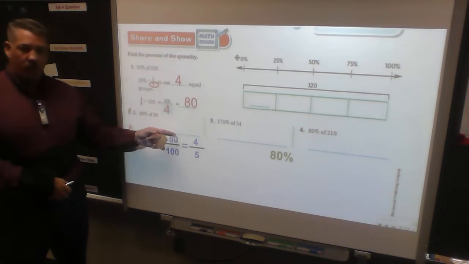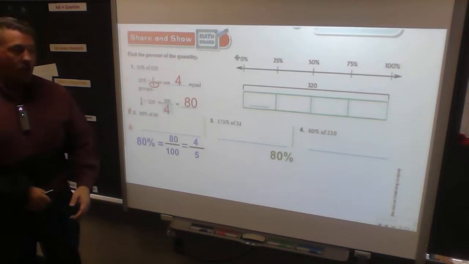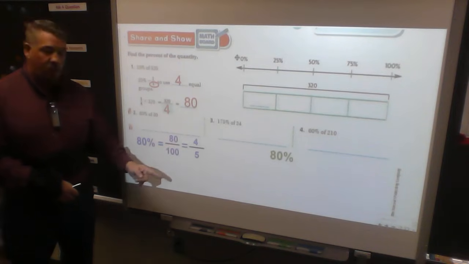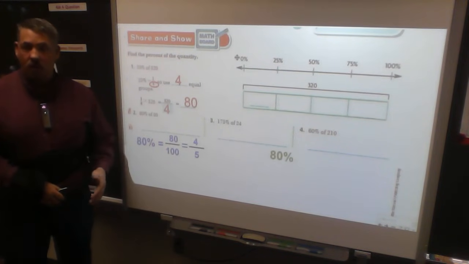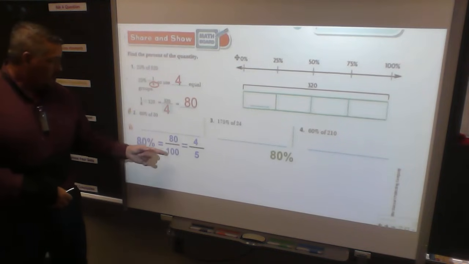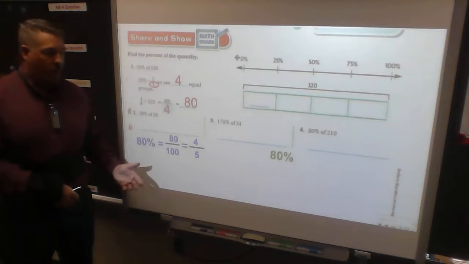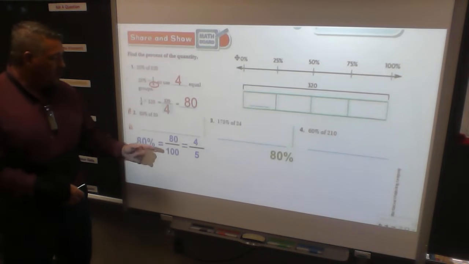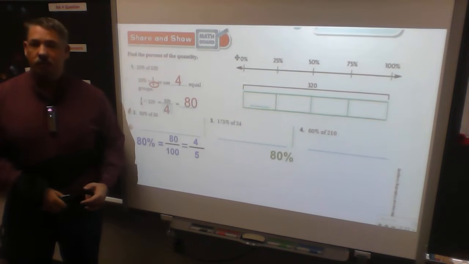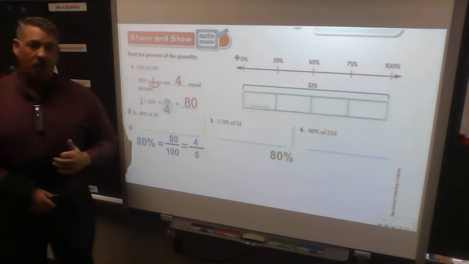I know this is going to reduce down to 4/5. Well, how did I get 4/5? Well, I could mark off my zeros, which gives me 8 over 10, and they're both even. So 2 will go into both of them. So then I would have 4 over 5. Or I reduce by 20, and 20 goes into 80 4 times, and 20 goes into 100 5 times. Either way, I get down to my 4/5, which is what I'm then going to use.